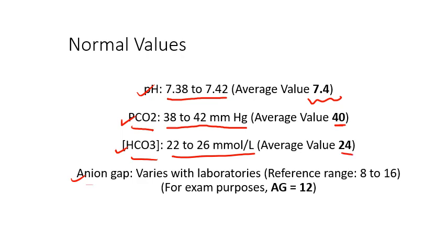Anion gap, however, varies with laboratories from place to place, but I have taken this reference range from Paul Marino's ICU book. It says 8 to 16. However, for exam purposes or for question solving purposes, you can take the normal value of anion gap as 12.